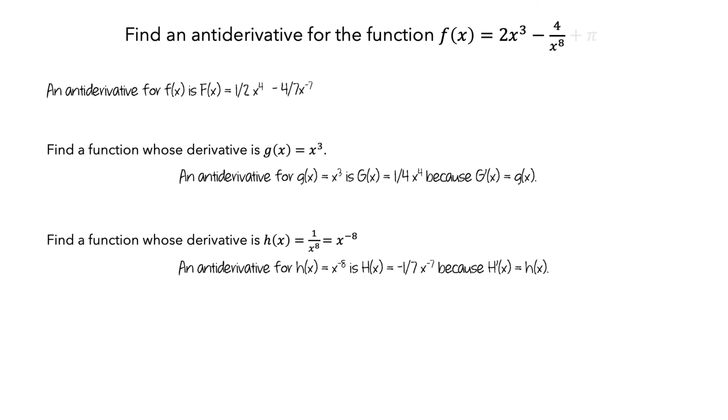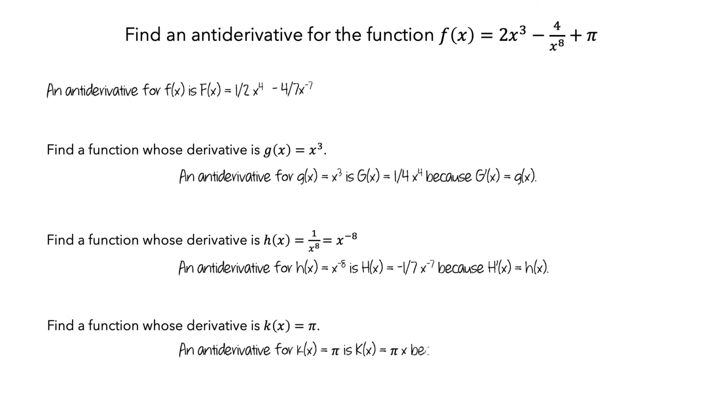Now let's figure out an antiderivative for the last term of little f. So we want to find a function whose derivative is pi. This function must be pi times x. So an antiderivative for the function that is pi is capital K of x equals pi times x, because the derivative of capital K is little k. We can add this to our antiderivative formula for f. And now capital F is an antiderivative of little f, because the derivative of capital F equals little f.